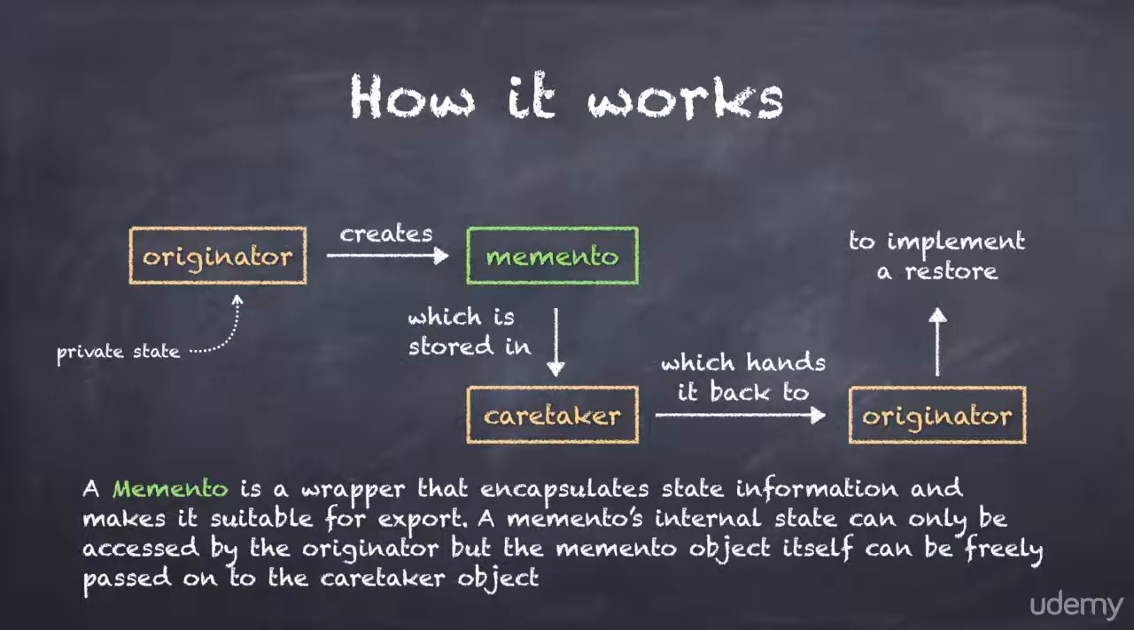A memento is a kind of wrapper that encapsulates the state information and makes it suitable for export. A memento's internal state can only be accessed by the originator, but the memento object itself can be freely passed on to the caretaker object. This pattern allows you to read and update the state of the originator without making this state publicly visible throughout your entire application architecture.